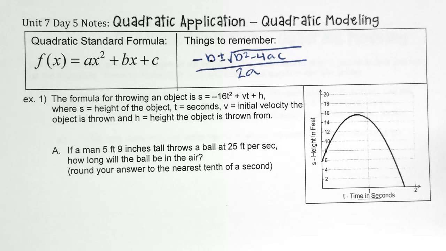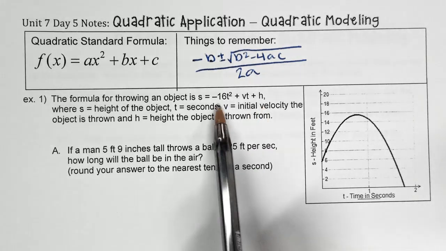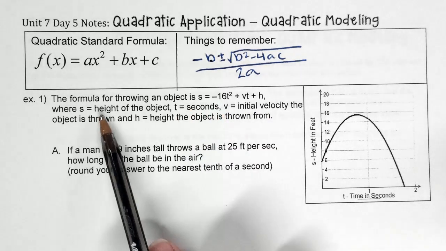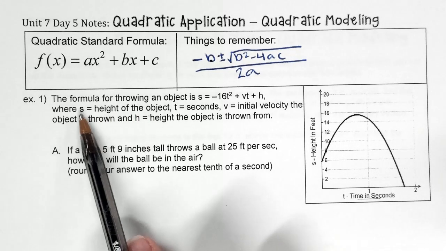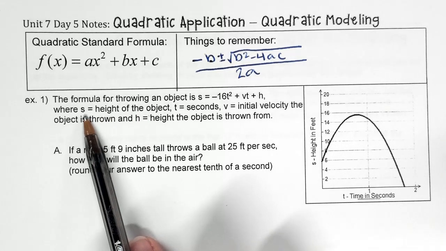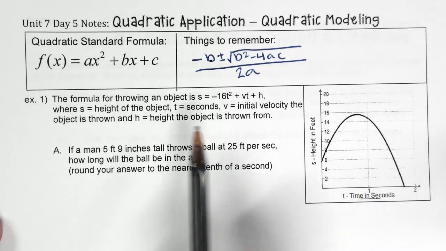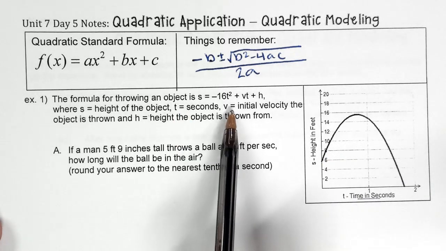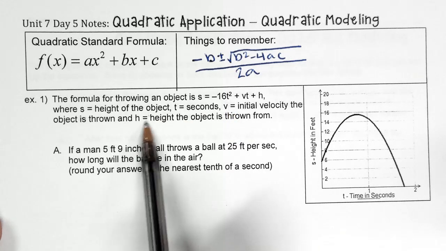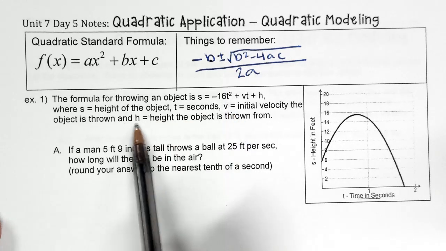So knowing that, it says the formula for throwing an object is this. You'll see it's missing pieces. Okay. Where S is the height of the object, so the current height of the object. So that's like if it's only been 1 second, it's here. Okay. While t is seconds, time in seconds, v is your initial velocity, and h is the height the object is thrown for, so the starting point.